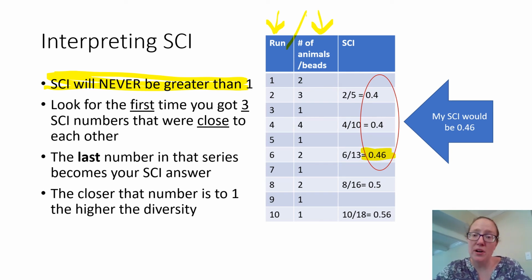The closer the number is to 1, the higher the diversity. So if you have a 0.83, that's a really high diversity. That means that most of the organisms in the tray were different from each other. If you get a low number for the SCI, that means you had a really low diversity. That means a lot of the organisms were the same as you went through the tray. So the closer the number is to 1, the higher the diversity.